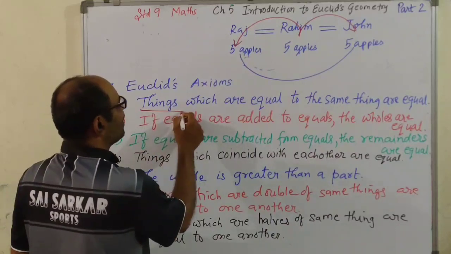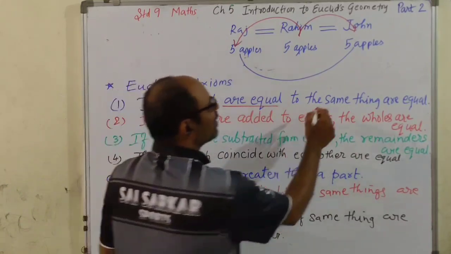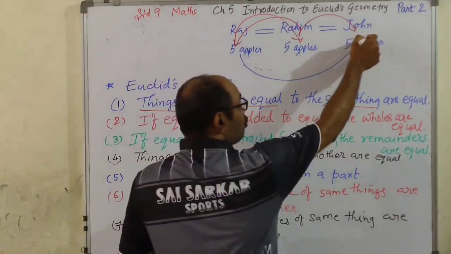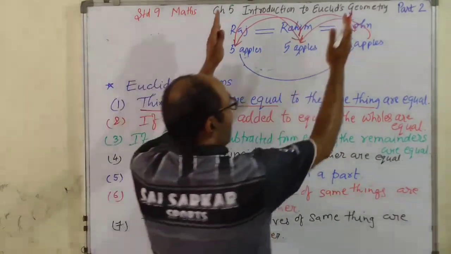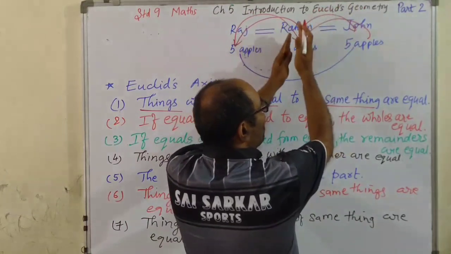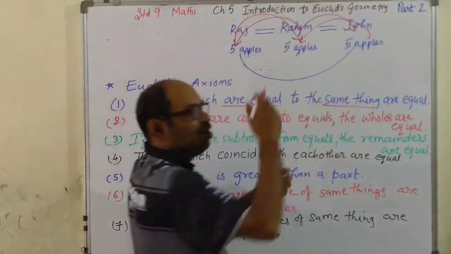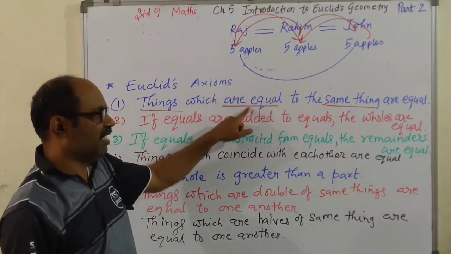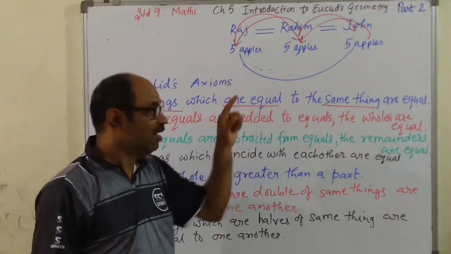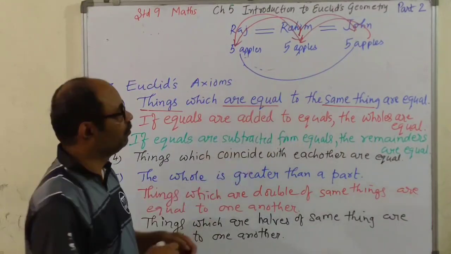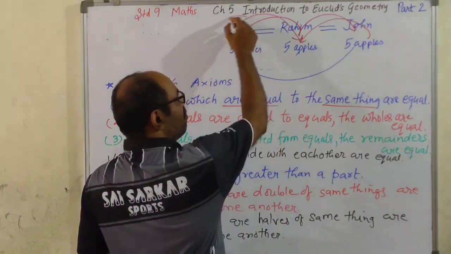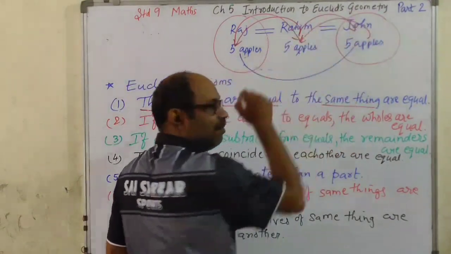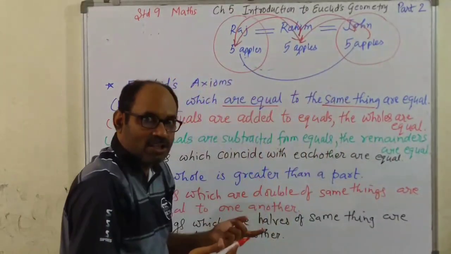Things which are equal to the same thing. You can see Raj has five apples as Rahim, John has five apples as Rahim. So Raj and John have the same number of apples as Rahim, so Raj and John also have the same number of apples. Don't get confused, please. Things which are equal to the same thing are equal. The number of apples with Raj is the same as Rahim. The number of apples with John is the same as Rahim. So the number of apples with Raj and John are also the same.